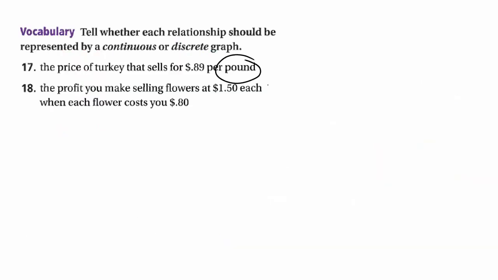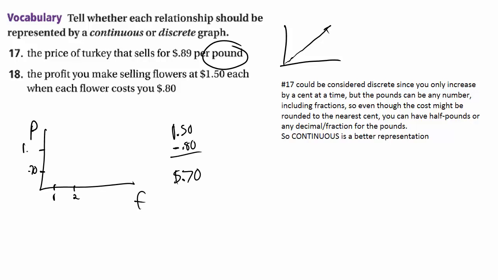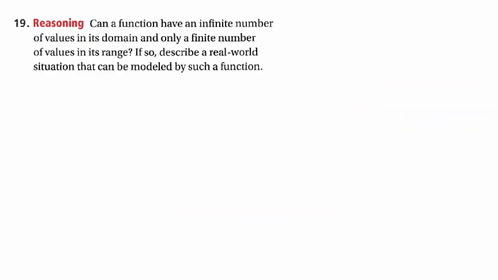All right, for this one, all I'm looking for is, are these going to be represented by continuous or discrete graphs? Since pounds is a unit of measurement, I can have half a pound or a fraction of a pound. That's more likely going to be continuous since you can transition all the way through those numbers. Whereas the second one, you can't buy half a flower. So if I sell them for $1.50 and they cost me 80 cents, I make 70 cents profit. So it's more likely to be a discrete function. You're not going to sell anyone half a flower in this situation, versus the first one, where you could sell someone half a pound.